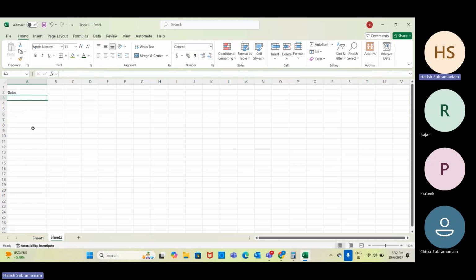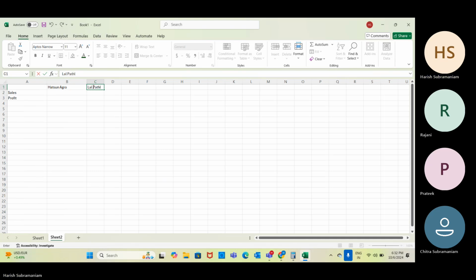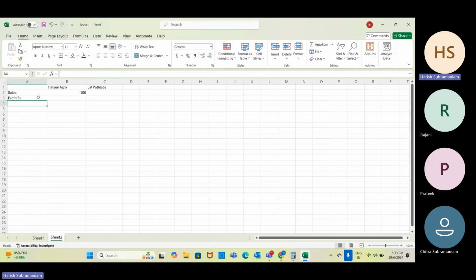So let's look at sales and then profit, Hatsun Agro and then Lal PathLabs. For every 100 rupees of sales, the profit that it is making is 19.5 rupees. So it's a percentage, sorry.